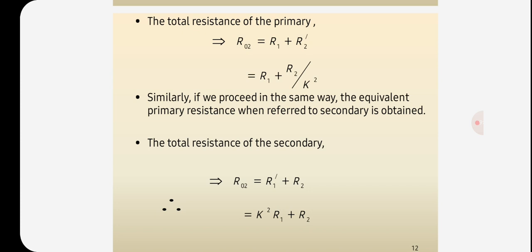When the primary resistance is transferred to secondary side, the primary has no resistance. So the resistance R2 plus R1 dash, equal to R2 plus K square R1, is known as equivalent or effective resistance of the transformer referred to secondary and is denoted by R naught 2. So equivalent resistance of transformer referred to secondary: R naught 2 is equal to R2 plus R1 dash, that is equal to R2 plus K square R1.